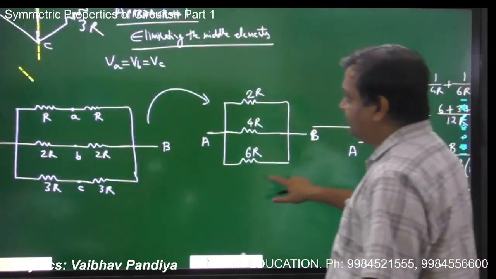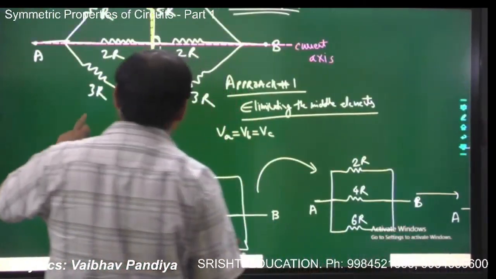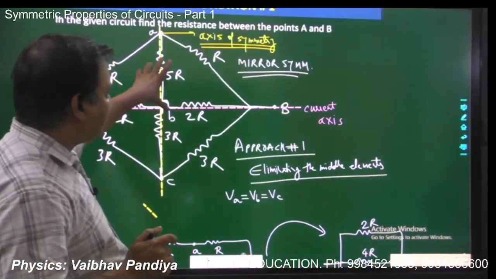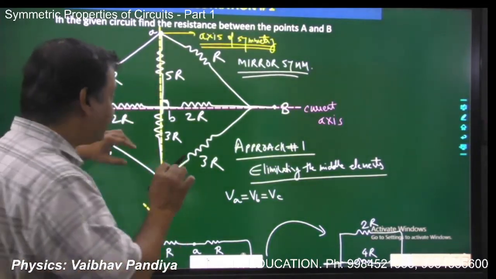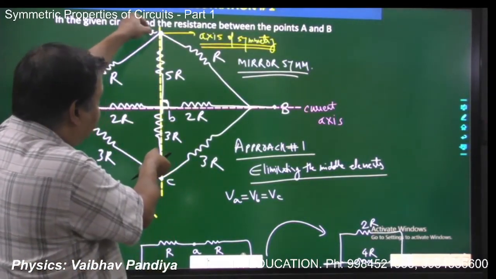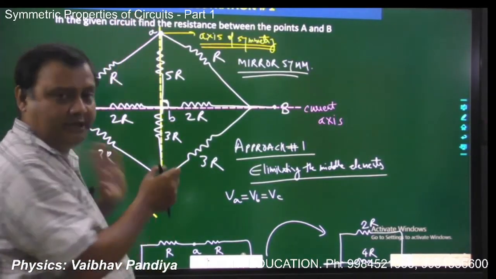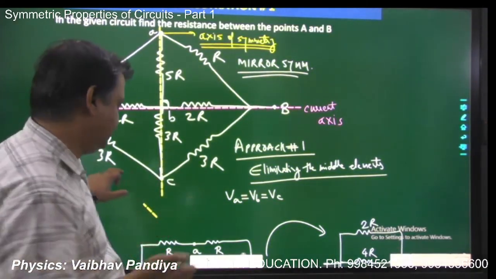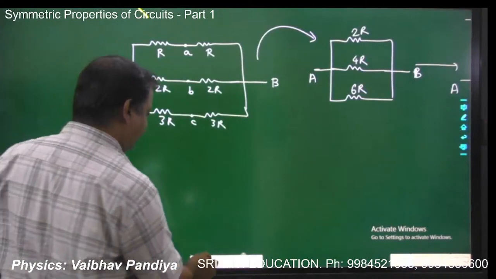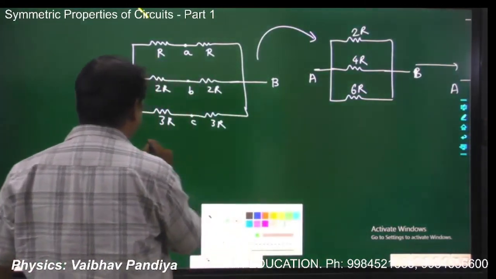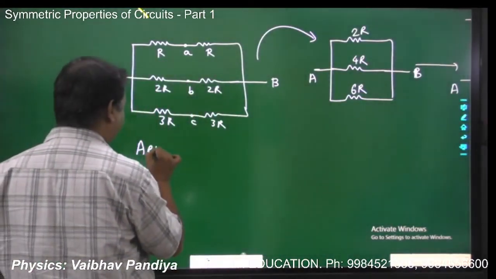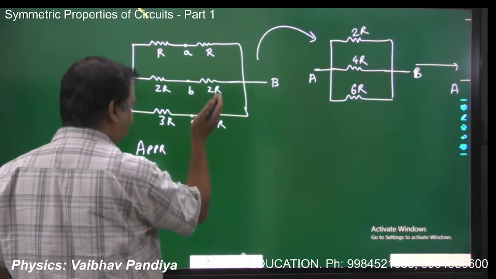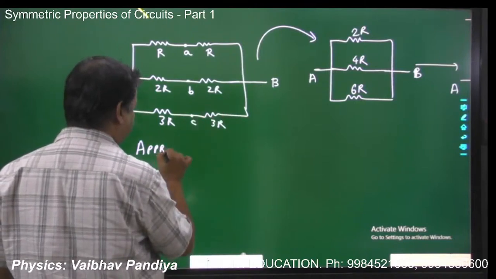Now let's see the second approach. One property we have seen, we can eliminate the middle resistors. One property we have seen, we can denote all the equipotential points as a single point. And of course, when you denote them as a single point, there will be no role of the middle resistor. Both approaches are equivalent. It depends on you how you are making the equivalent circuit.